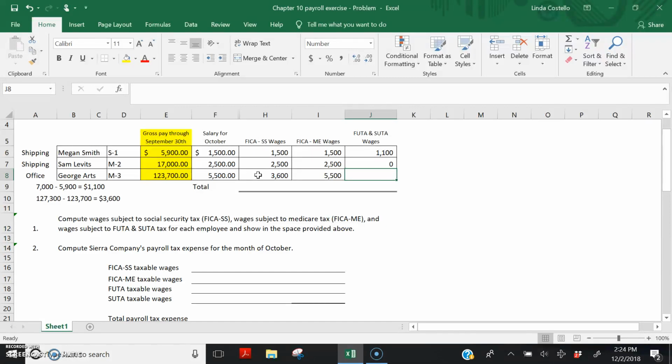Before October, George had already earned $123,700 in gross wages. This is in excess of the FUTA and SUTA wage base of $7,000. Accordingly, all FUTA and SUTA tax has already been paid for George, and all of his October wages are exempt from FUTA and SUTA tax. So put 0 in the FUTA and SUTA columns. Now, total up all of the columns.